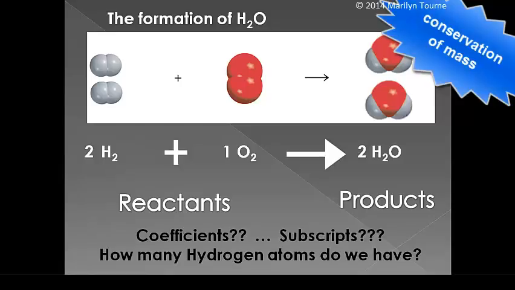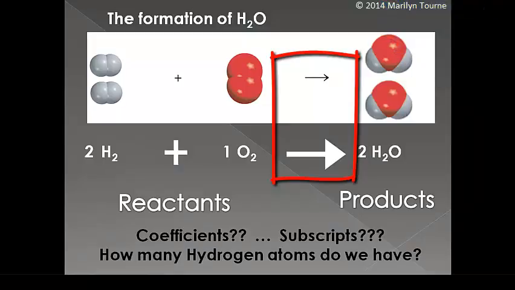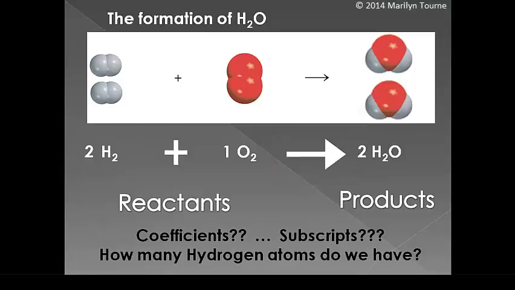Okay, so what that means is that everything that you have on one side of the arrow, one side of the chemical equation, you must have on the other side. So the number of things, molecules, atoms that you have must be the same on both sides. We're going to learn how to do that very carefully later on when we start balancing these equations.